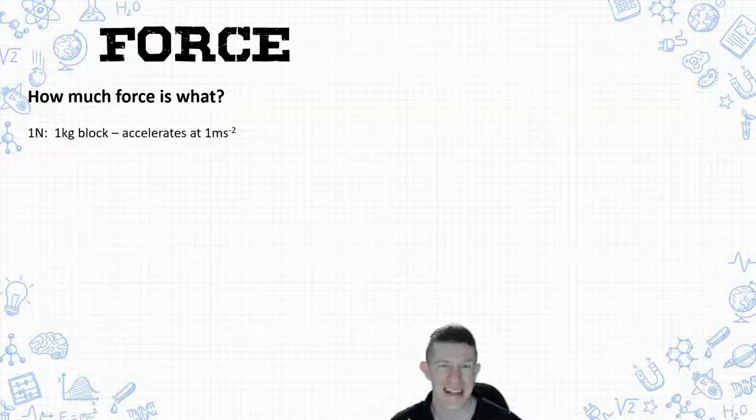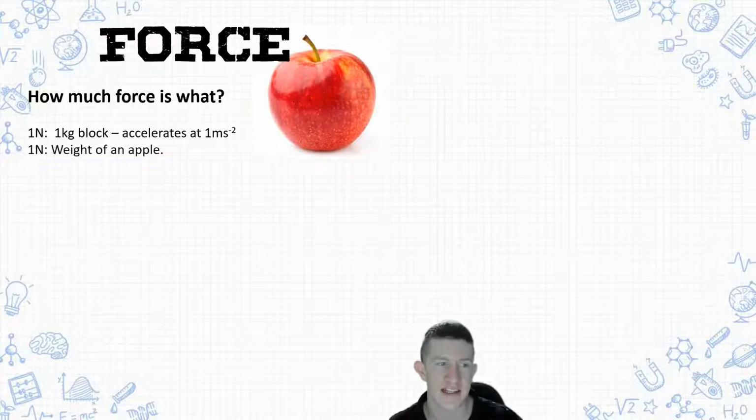Firstly, by definition, 1 Newton is the amount of force required if I had a 1 kilogram block on a table and I wanted it to accelerate away at 1 meter every second, so it's speeding up by a meter per second every second, I would need 1 Newton of force. That's not particularly helpful. That's a pretty poor definition. Another way to think of it is 1 Newton of force is the average weight of an apple. What I mean by that is if I had an apple on my hand, the amount of force that apple is pushing down on my hand with is about 1 Newton.